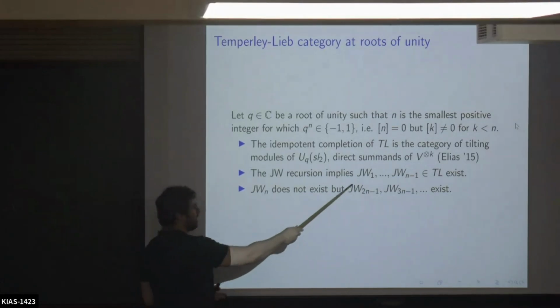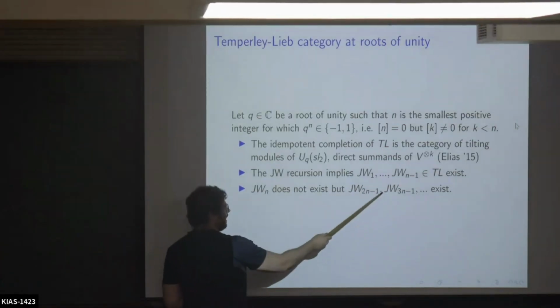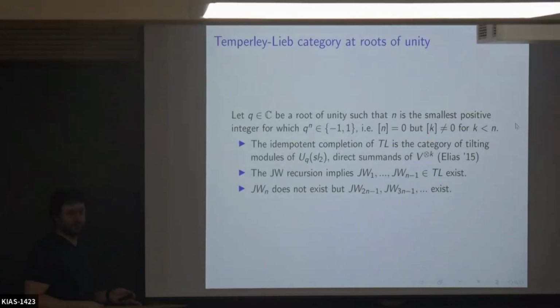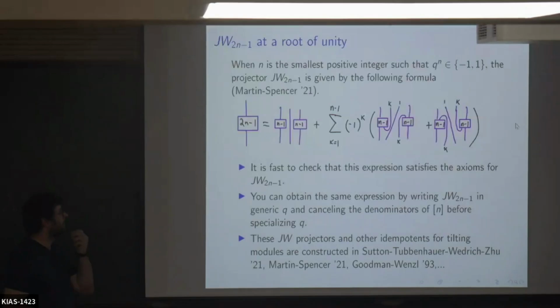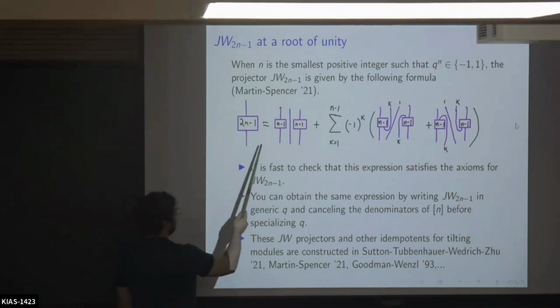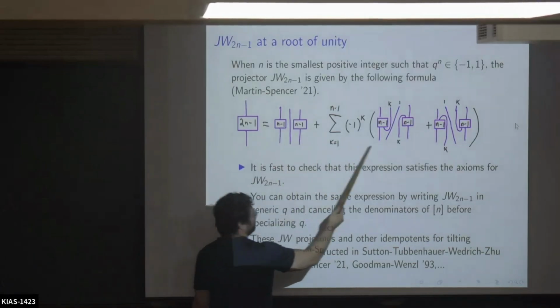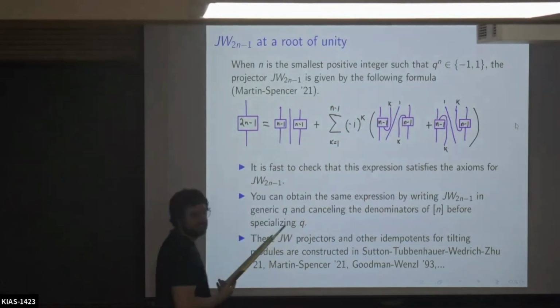So we know that Jones-Wenzl 1 through Jones-Wenzl n minus 1 exist, but it's not obvious that Jones-Wenzl 2n minus 1 exists because the recursive formula stops working. So we have a different formula where we can write Jones-Wenzl 2n minus 1 in terms of Jones-Wenzl n minus 1. We know that Jones-Wenzl n minus 1 exists, and we can write down this formula. So this formula makes perfect sense as an element.